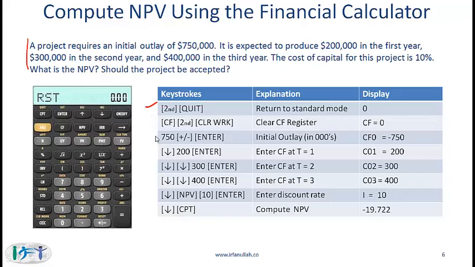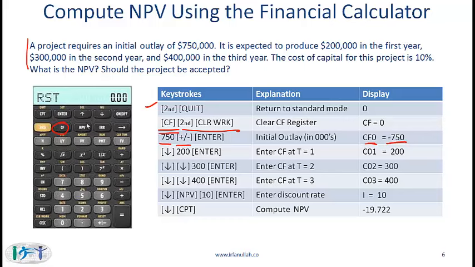This you have seen before. It is simply setting the calculator to standard mode. When you hit the cash flow button over here, that means that the calculator is now expecting input for the various cash flow registers. Here we are simply clearing the cash flow registers, and then 750 plus minus. This is essentially putting in a value of minus 750 for the first cash flow, which is actually CF0. And we are entering numbers here in thousands. So to save some keystrokes, we are just putting in minus 750.